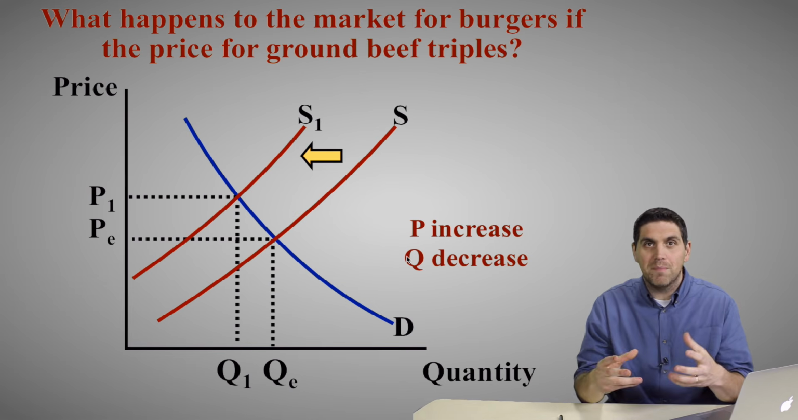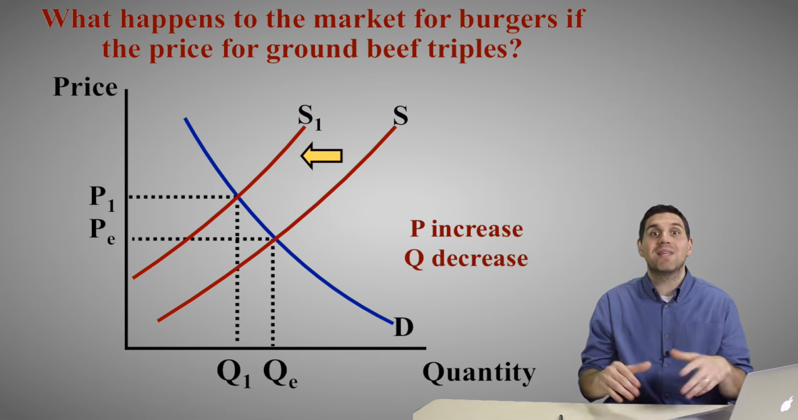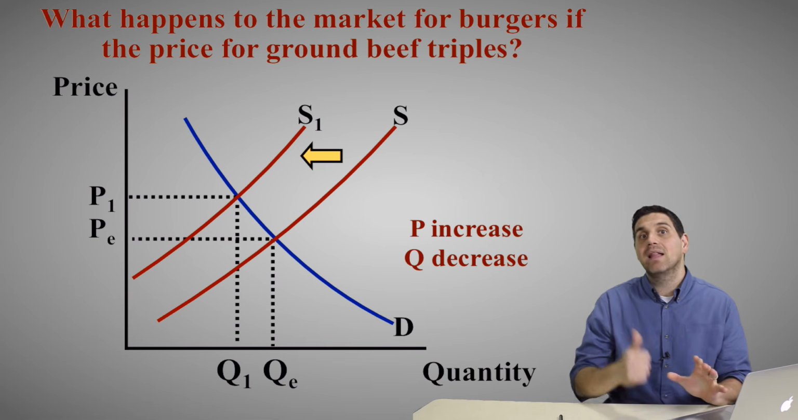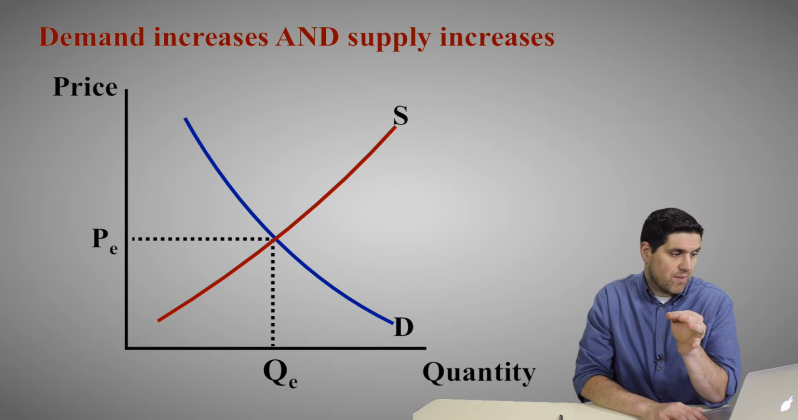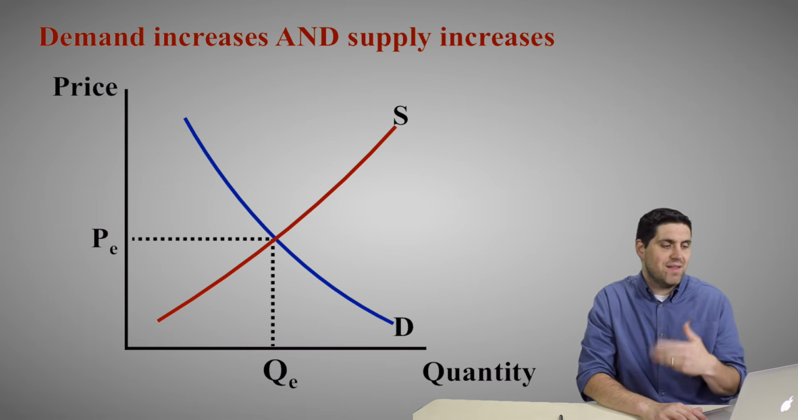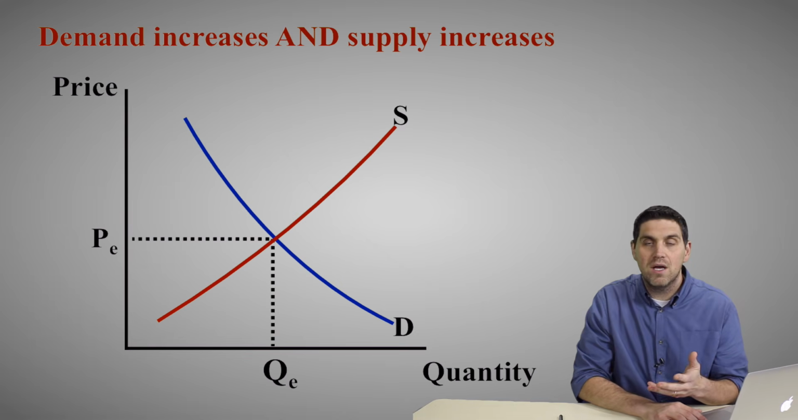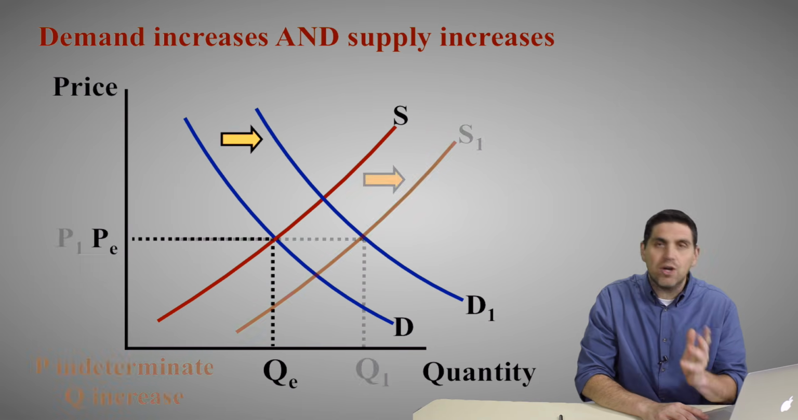Understand this general concept. You're going to do a whole lot more of this stuff when it comes to aggregate demand and aggregate supply later in macroeconomics. Another key concept you have to understand is the idea of double shifts. So suppose the demand increased at the same time supply increased. Well, the demand curve shifts to the right, the supply curve shifts to the right.